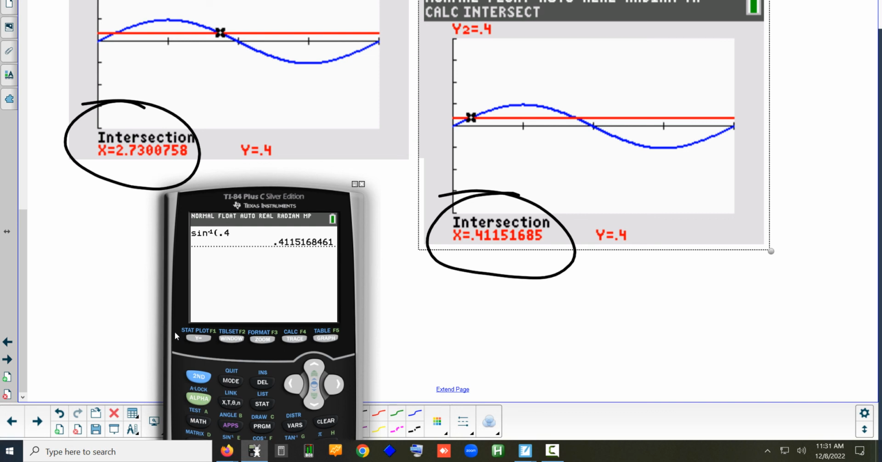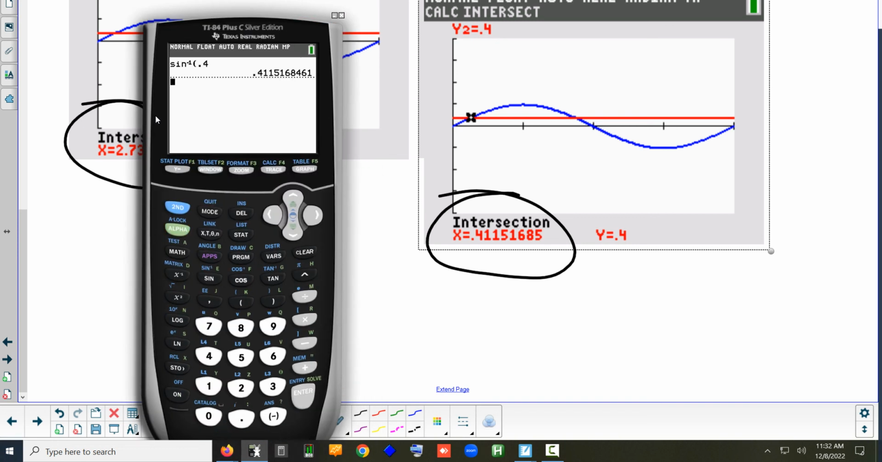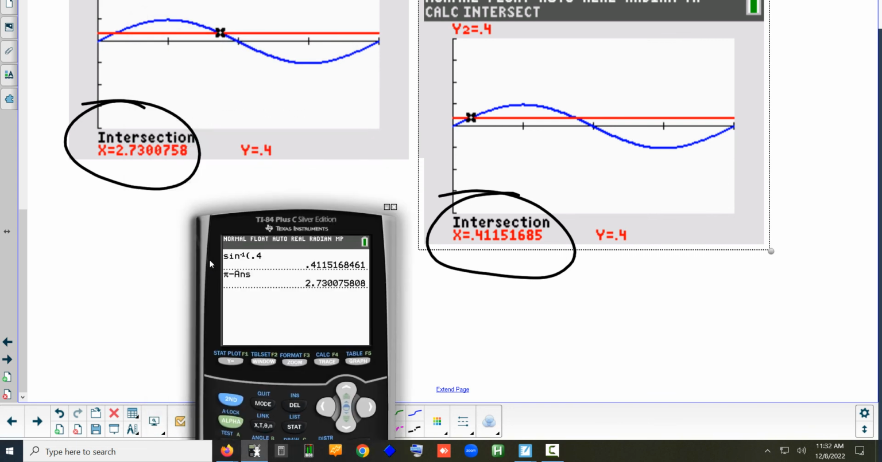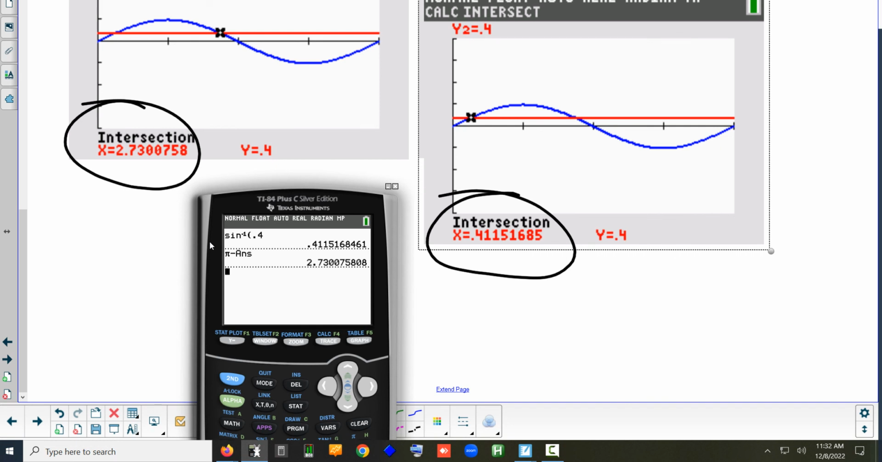So there is a way to do this algebraically with a function that's called inverse sine. We're going to talk more about that later. But did it give me the other answer? No, it didn't. So to get that other one, I would have to do pi minus the answer that I just got. And did that give me the other one? Yeah. So how did I know to do pi minus it?